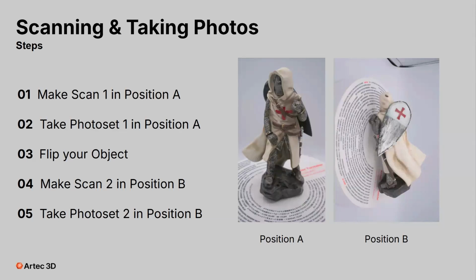So if you are filming your object and you need to scan it just in one orientation, then this is it. But if you need to scan the bottom part, the invisible part as well, then the next step is to flip your object, as you could see here, into position B.